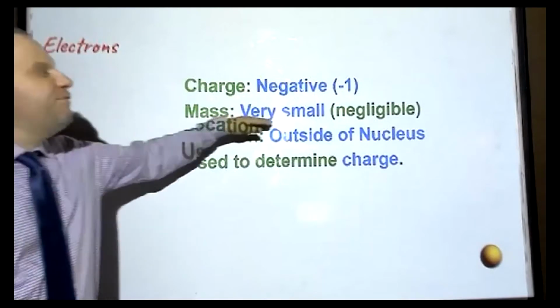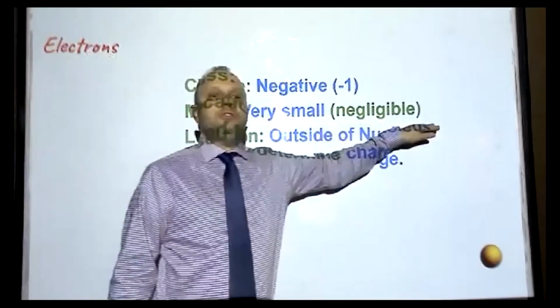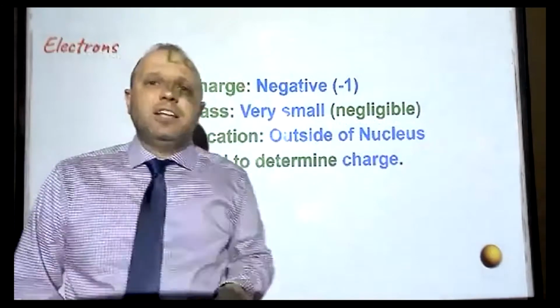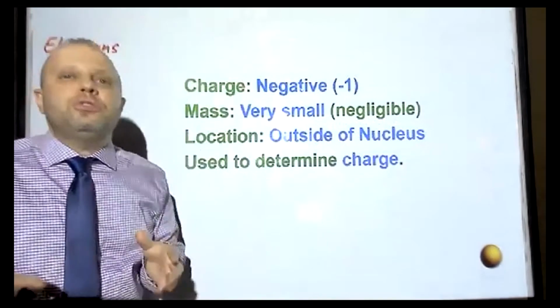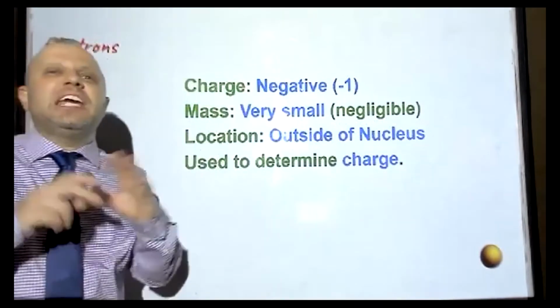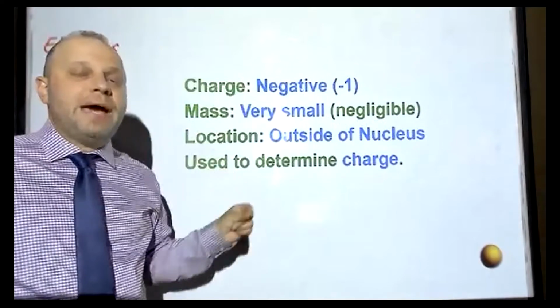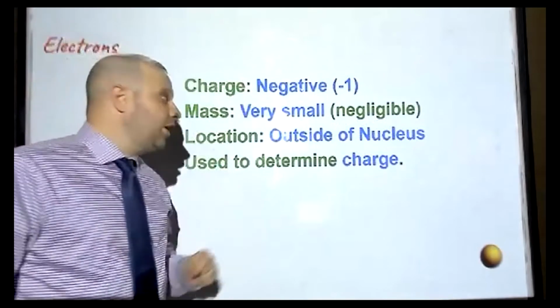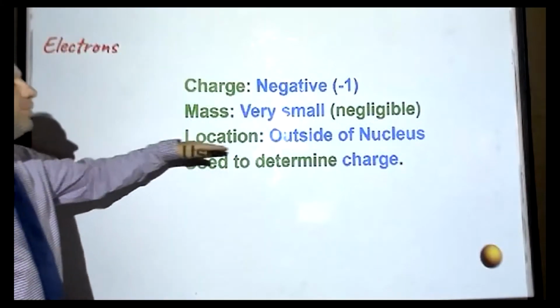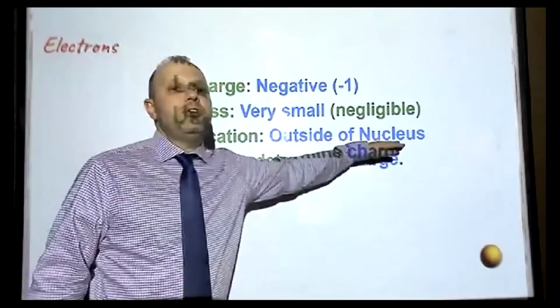Their mass is very small. And I use this term here. It's called negligible. That means it's so small that you can forget about it. You can ignore the mass of an electron because it's so small compared to the mass of a proton or a neutron. It is located outside of the nucleus.